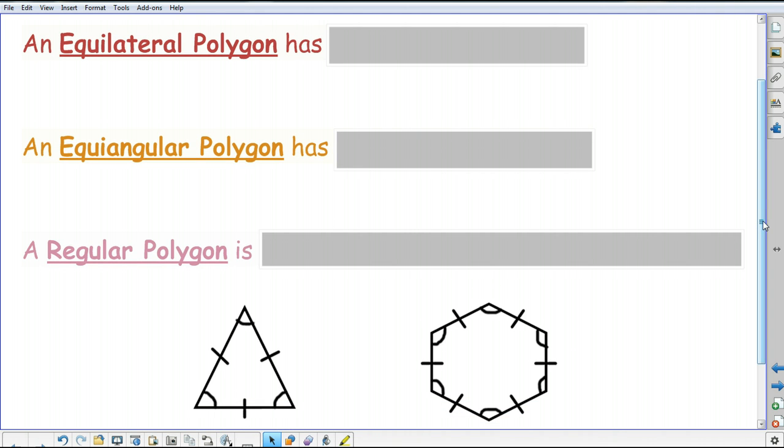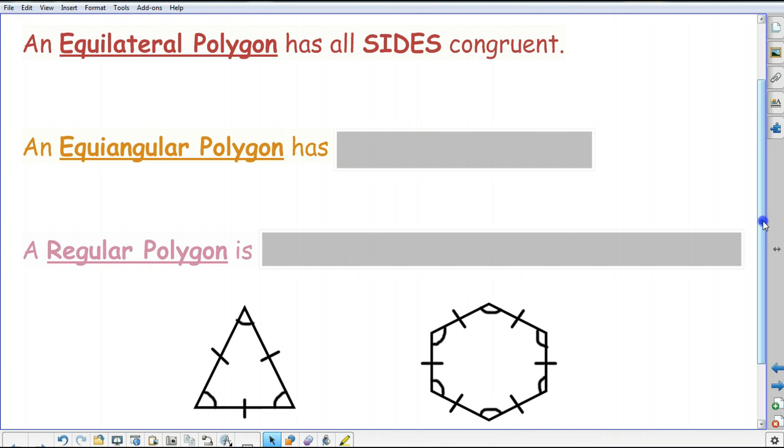All right. What is an equilateral polygon? It has all sides congruent. Write it down. Equilateral polygon: all sides congruent. An equiangular polygon has all angles congruent. Yes, Kendall and Tori, very good.